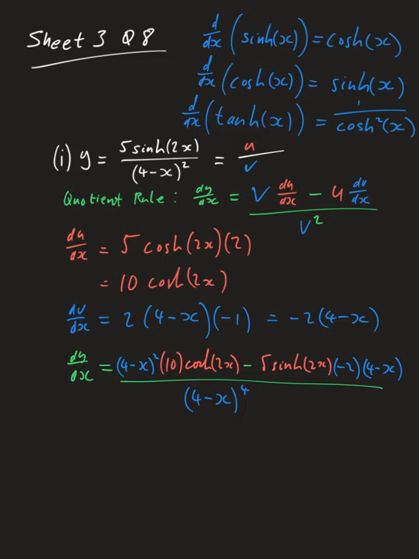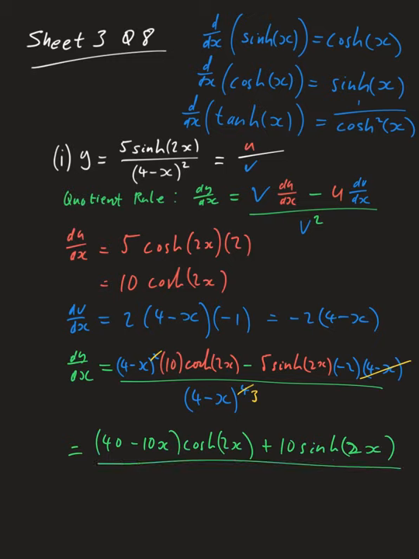Now when I look, I see that I have a factor of 4 minus x everywhere. I'll divide by 4 minus x top and bottom, gets rid of that one. That 2 becomes a 1. That 4 becomes a 3. So now we'll multiply this all out and it'll be done. That's equal to 40 minus 10x times cosh of 2x. I have minus 2 times minus 5, so I'll have plus 10 times sinh of 2x, divided by (4 minus x) to the power of 3. And that's the end. That's part 1.